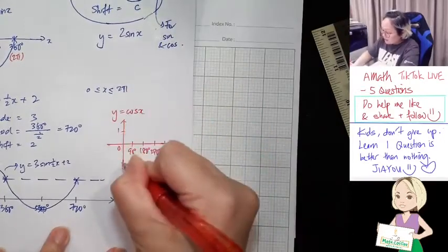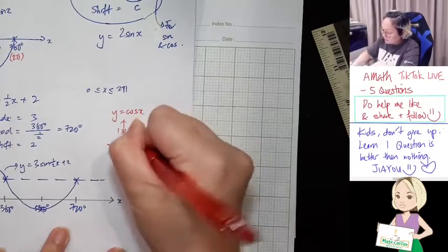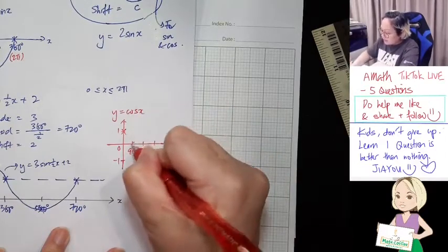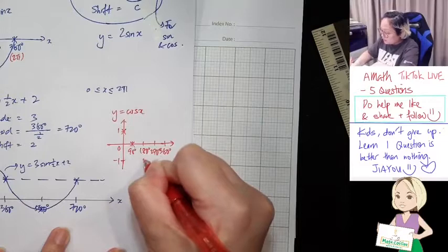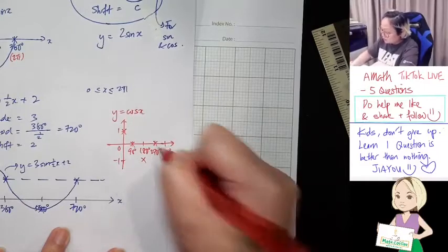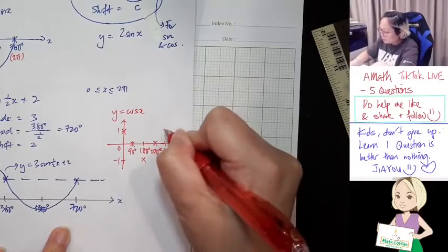So I have 1 and -1. I start from the maximum. It goes to 0 at 90 degree. It goes down to minimum at 180. It goes back to 0 at 270. And then after it goes up to maximum at 360.